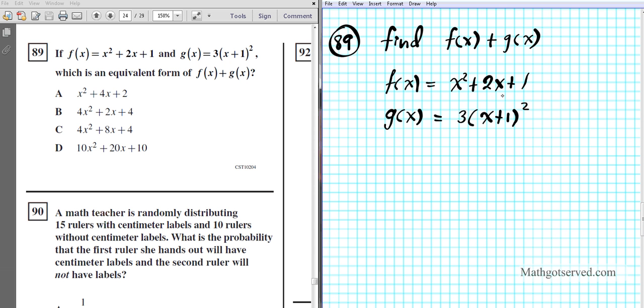So to do this, what we're going to do is expand this one completely. So how do we expand this? Do we distribute the 3 first or do we square first? That's the question. Which one do we do first? You remember, please excuse my dear Aunt Sally, right? What is that? That's the order of operations, right? Please excuse my dear Aunt Sally.